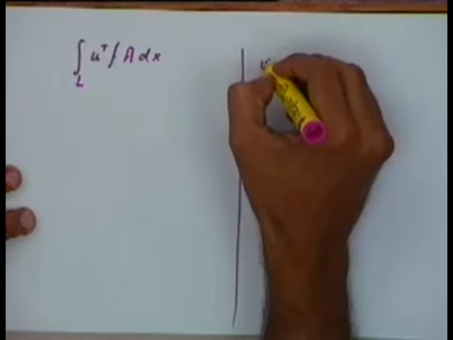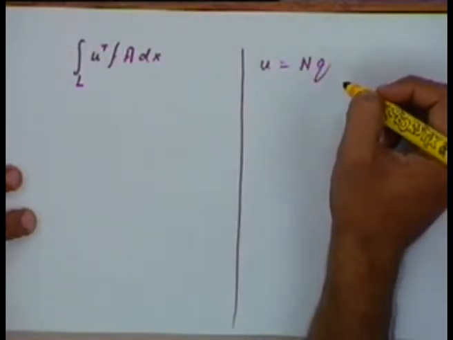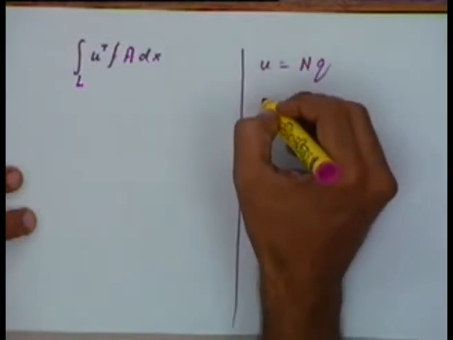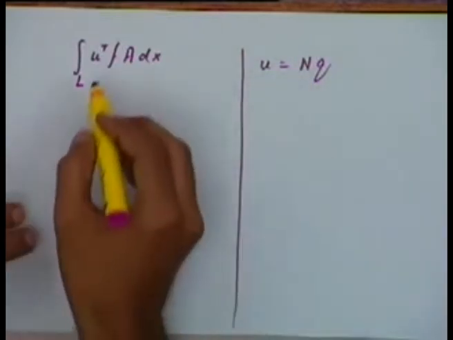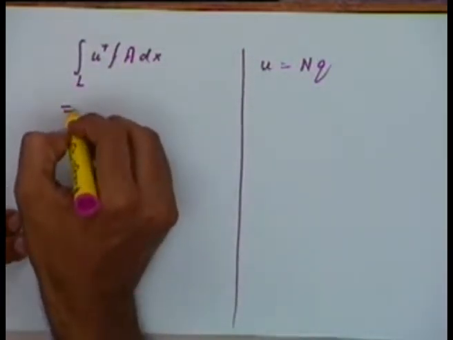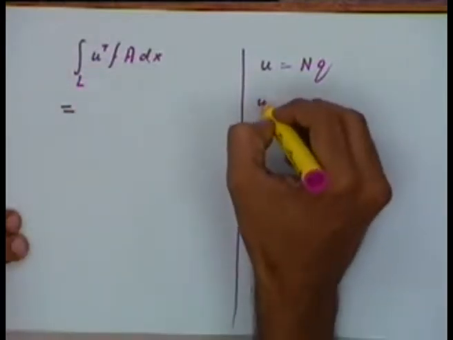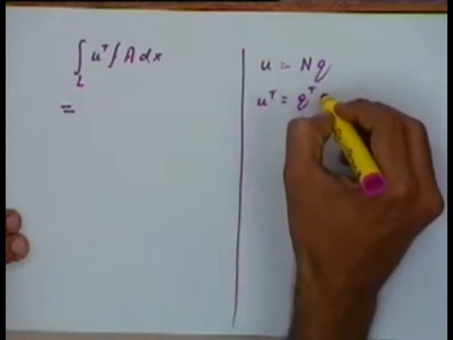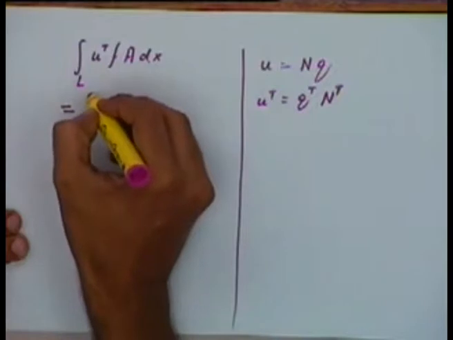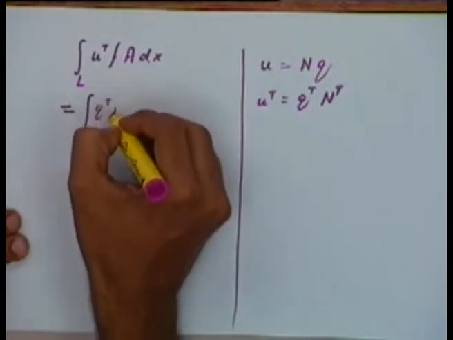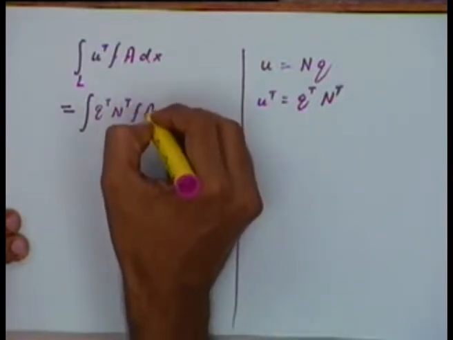We know U is equal to N times Q, and we know this F is a body force. So this integral, what will that become? U transpose will be Q transpose times N transpose. So if I replace that over here, I get Q transpose N transpose multiplied by F A dx.